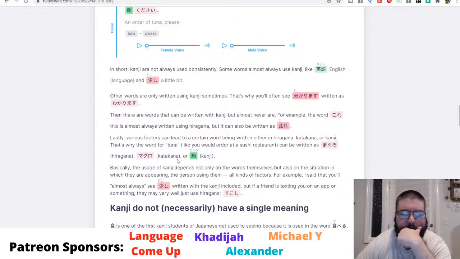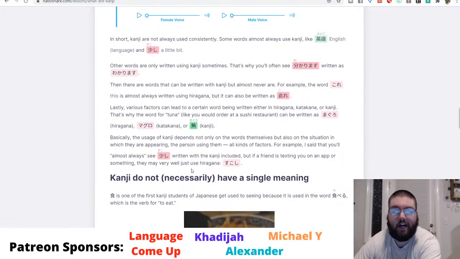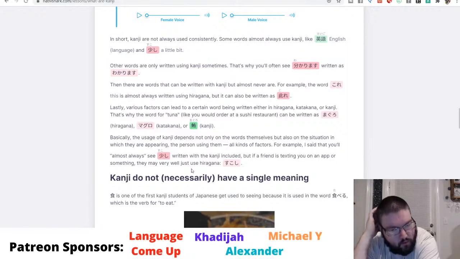Lastly, various factors can lead to a certain word being written in either hiragana, katakana, or kanji. That's where the word for tuna, like you would order at a sushi restaurant, can be written maguro or maguro. Basically, the usage of the kanji depends not only on the words themselves, but also on the situation in which they are appearing, the person using them, all kinds of factors.